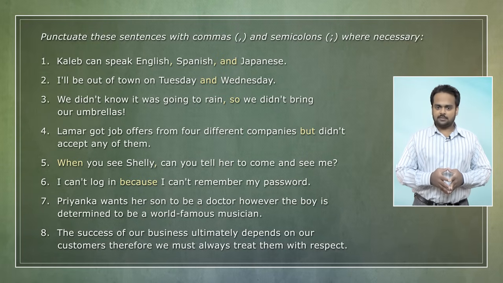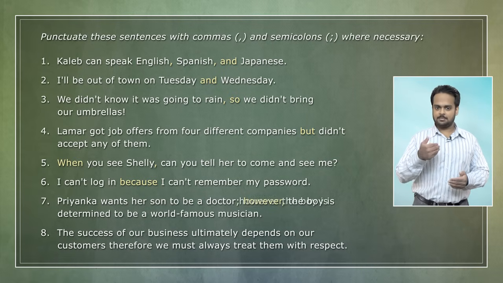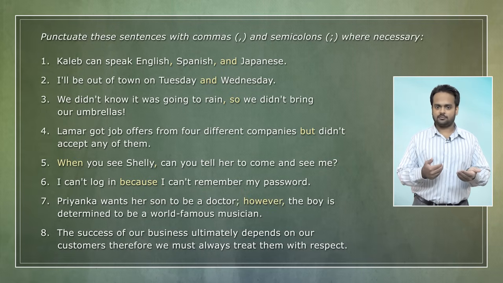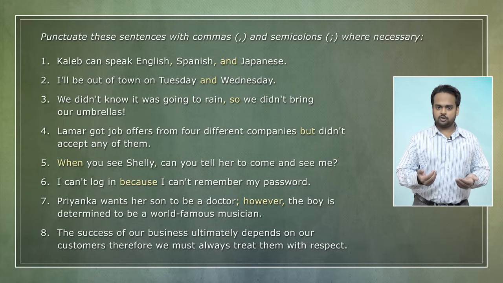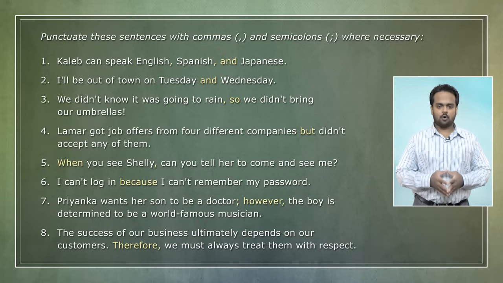In sentences 7 and 8, notice that we have conjunctive adverbs. However, in 7, and therefore in 8. So what's the rule with conjunctive adverbs? The rule is semicolon before and comma after. You see this in number 7. Another way to punctuate conjunctive adverbs is with a period before and a comma after. You can see this now with number 8. Both forms are correct.